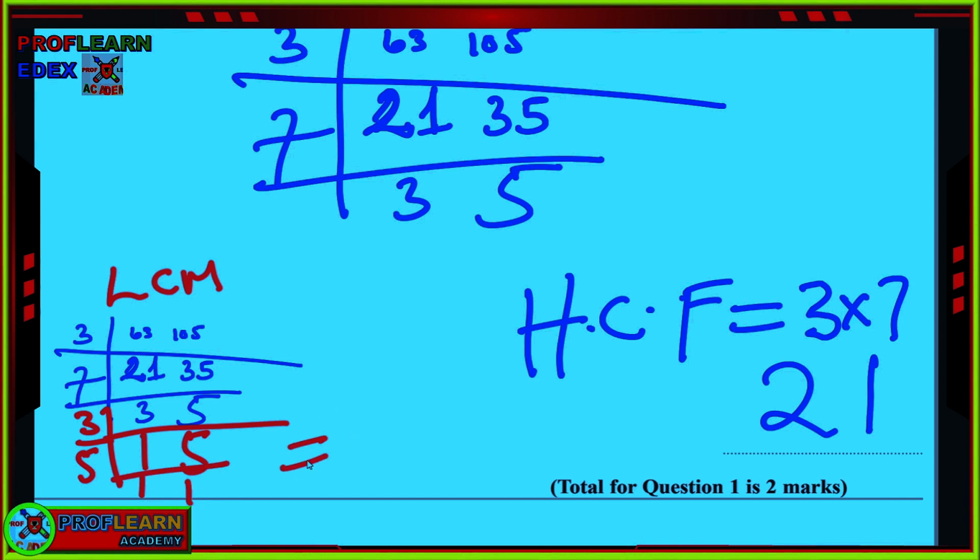So which means that the LCM is going to be 3 times 7 times 3 times 5, which is 315. This is the common multiple, the least common multiple. 315 as the least common multiple.